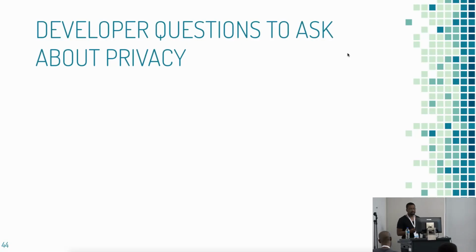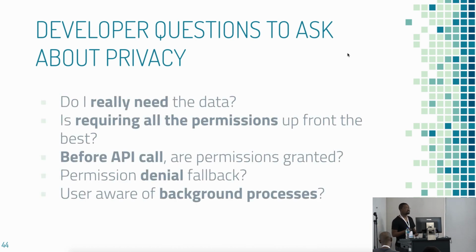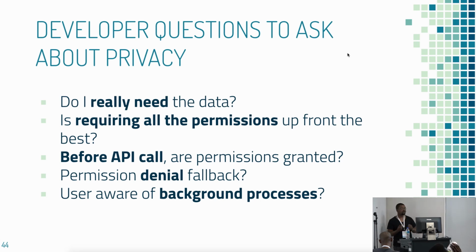So you as a developer need to ask yourself these questions when you're actually dealing with the user's privacy. Do I really need the data that I'm wanting to collect? Is requiring all the permissions upfront the best? Before the API call, are permissions granted? So like I said, always check, do you have the permission granted to you? Then, if the permission is denied, do you have a fallback as a user? Is your app going to crash? Is your app going to stop working? Is the user experience going to be poor when the user denies the permission? Is the user aware of background processes that your app is basically doing?